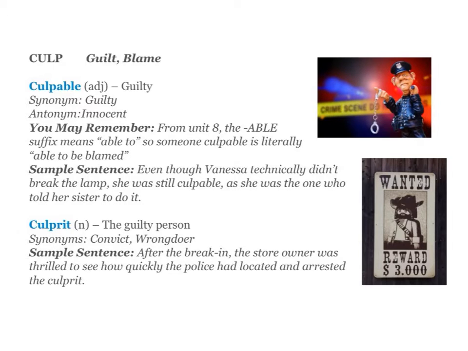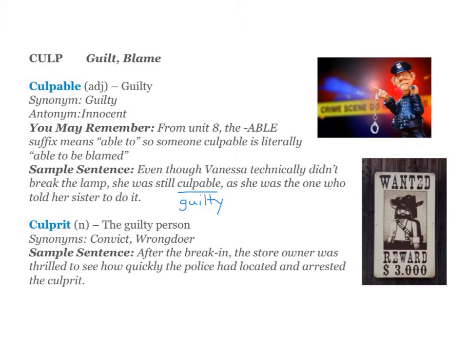You may remember from Unit 8, the able suffix means able to, so someone culpable is literally able to be blamed. And your sample sentence: Even though Vanessa technically didn't break the lamp, she was still culpable as she was the one who told her sister to do it. So you see in this sentence that word culpable used as an adjective, so you could literally replace culpable with guilty, right? She was still guilty as she was the one who told her sister to do it.